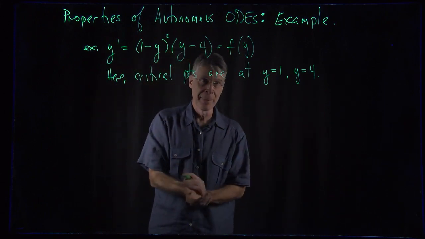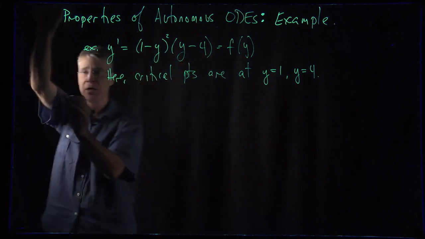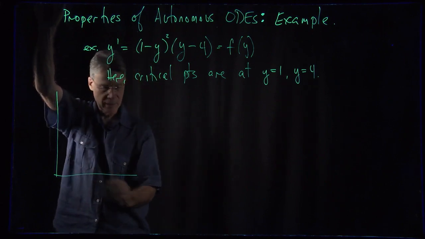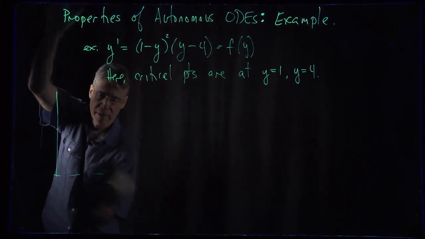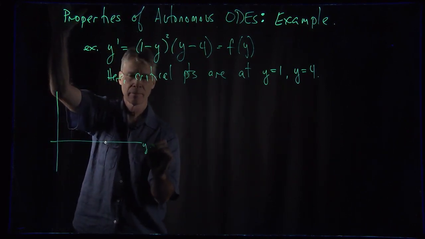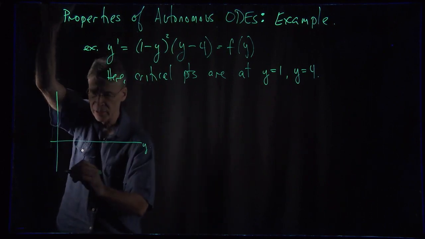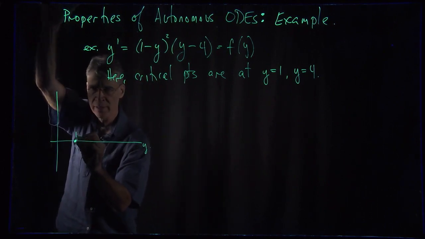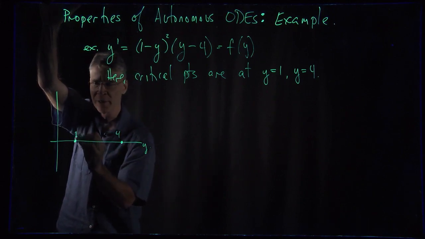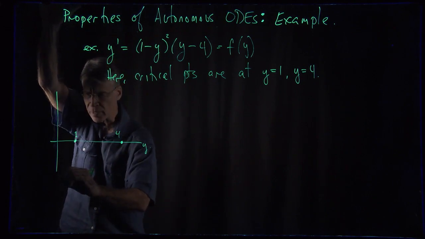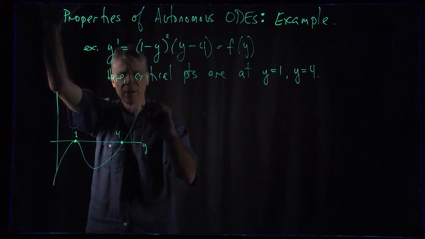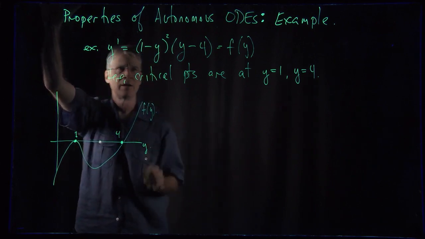I could graph this guy if I wanted to, and I would have. Let me put this up a little higher because I know what this guy looks like already. If I graph this, it kind of looks like this. I've got 1 here, and I've got something akin to 4 here, modulo scale. And you see that my solution kind of looks like this. And this is f of y.